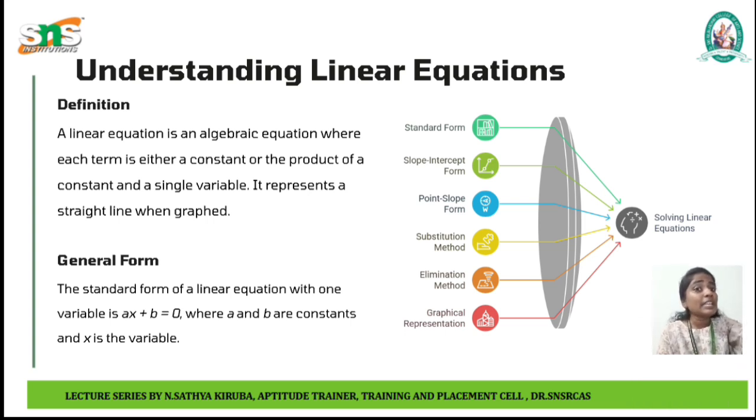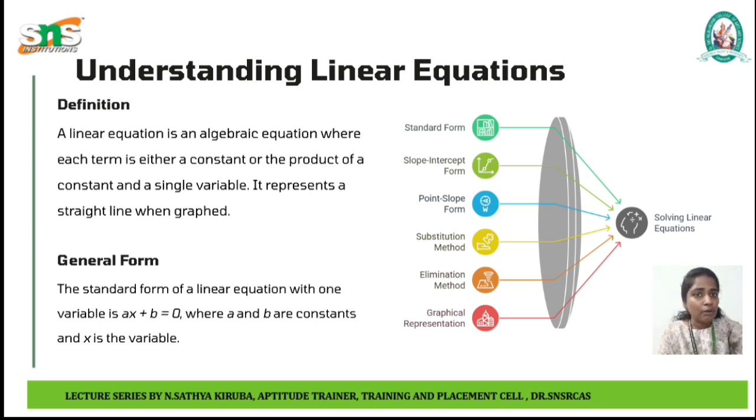A linear equation is an algebraic equation where each term is either a constant or the product of a constant and a single variable. It represents a straight line when it is graphed. When you draw a graph for a linear equation, you get a straight line. For example, 3x plus 5 is equal to 0. Now you have a product of a variable and a constant 3. That is 3x plus a constant, which will be equal to 0. This is how a straight line comes for a linear equation.